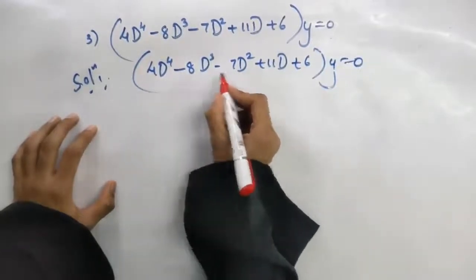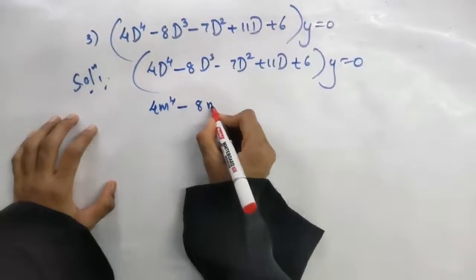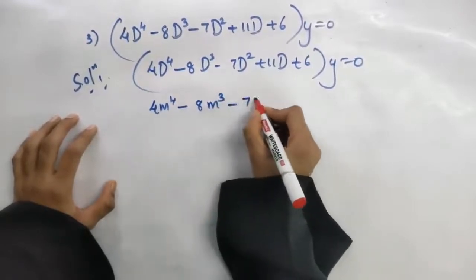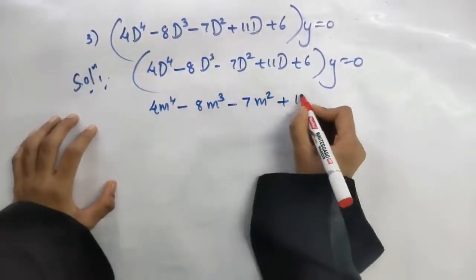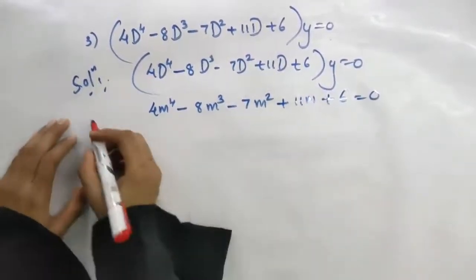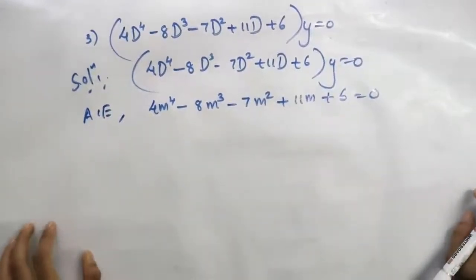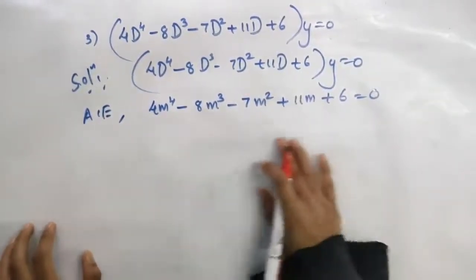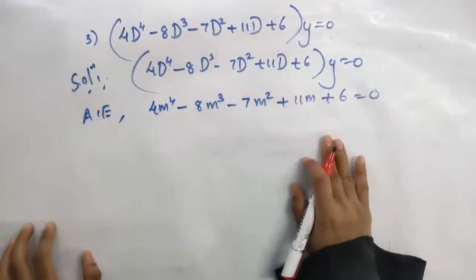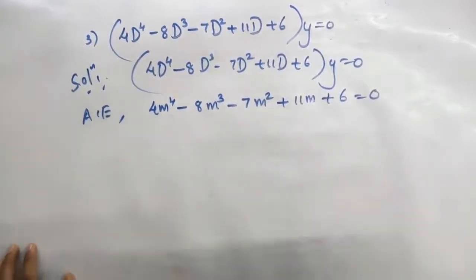Now replace every D by small m. So it will be 4m^4 - 8m^3 - 7m^2 + 11m + 6 is equal to 0. So you get your auxiliary equation like this. Now once you get your auxiliary equation, you have to solve for the values of m. Okay, you will have 4 different values for m here because the power for the auxiliary equation is 4.